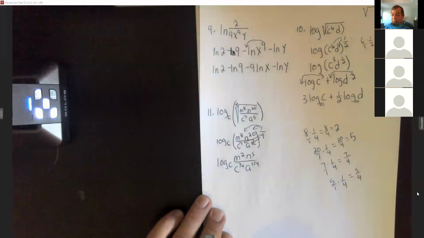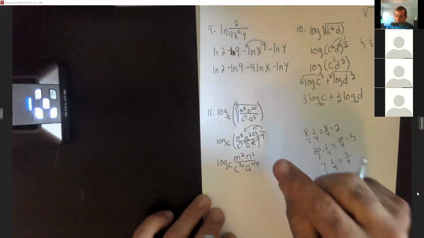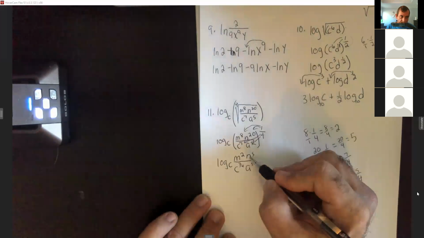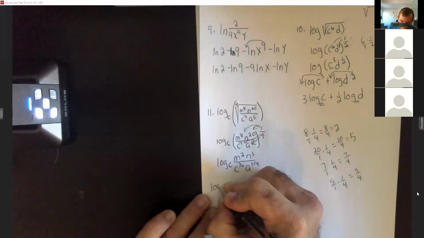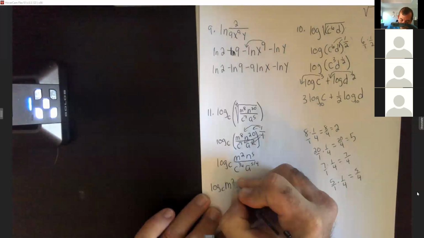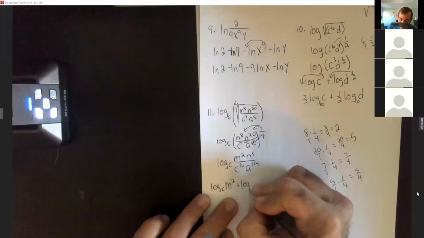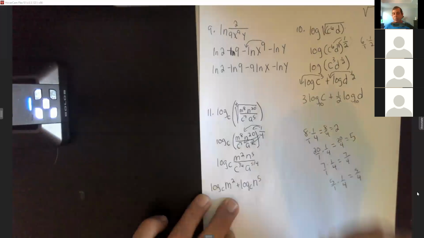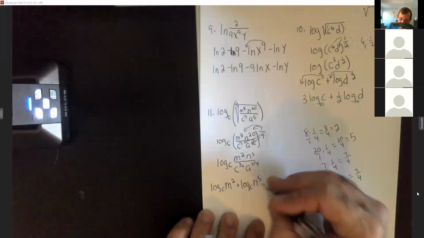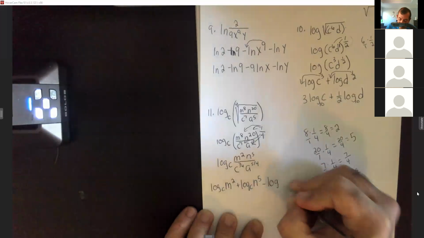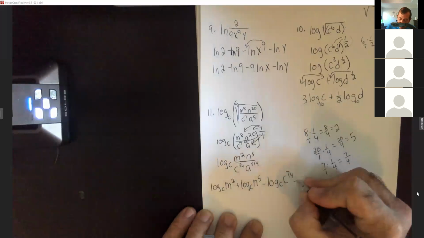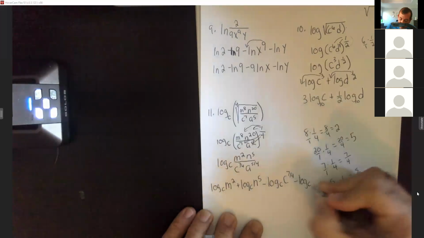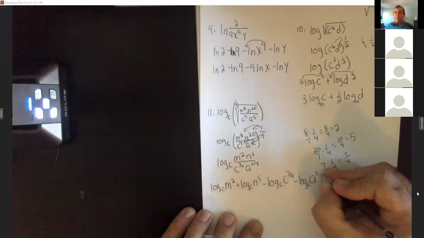Now we're actually going to rewrite this as sums and differences. If they're on top, they're going to be positive. If they're on bottom, they're going to be negative. So y'all, here we go. Log base c of m squared plus log base c of n to the 5th. So both of them are on top and positive. Now we'll subtract both of those on the bottom. So log base c of c to the 7/4 minus log base c of a to the 5/4.